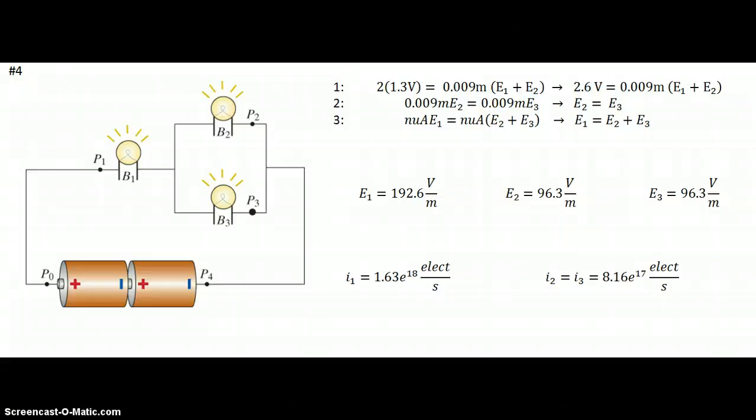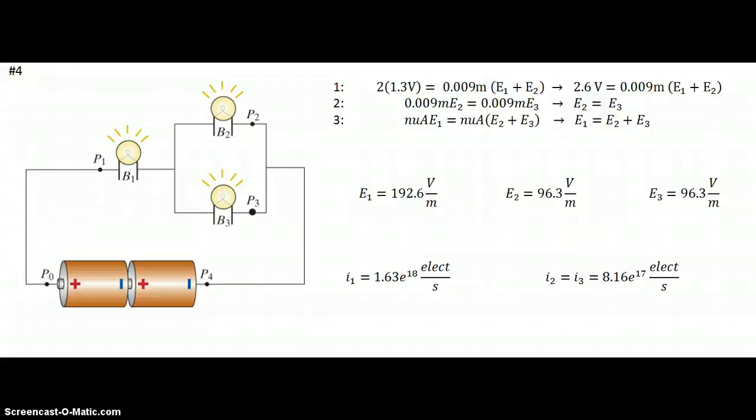Given the electron mobility and density, I then chose 2 of the energy conservation equations and 1 charge conservation equation to solve for the magnitude of all 3 electric fields. Then I used the electron current equation to find the current in each bulb.